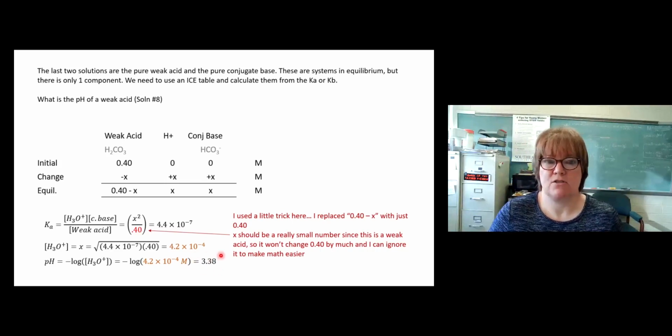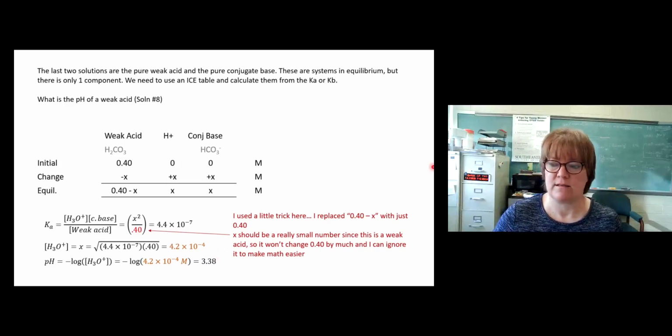So note that this is acidic. This is the pH of a weak acid. It should be acidic. It won't be crazy acidic, but it should be acidic. And its actual pH is going to depend on what the Ka value for that particular weak acid is.